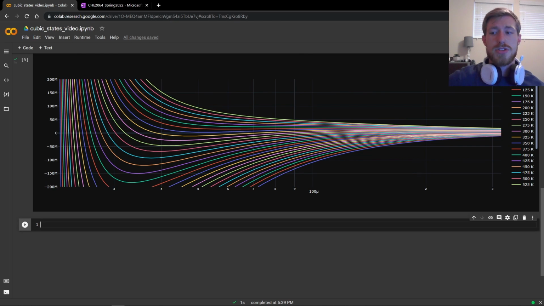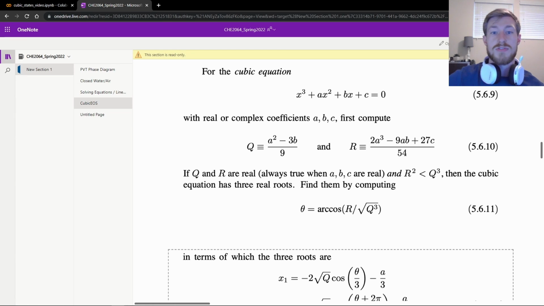So we're going to start by looking at something called Cardano's method, which is a method for finding the roots of any cubic equation polynomial. So we have that right here on these notes that Mr. Carlos has graciously provided for us. So right here, Cardano's method is as follows.